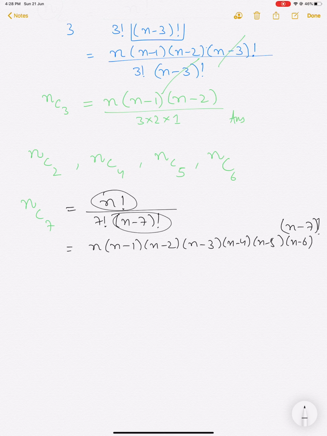and have to write factorial. 7 into 6 into 5, 4, 3, 2, 1, and then (n minus 7) factorial. This is cancelled with this number, and then finally you get the remaining part. So nC7 has this answer.